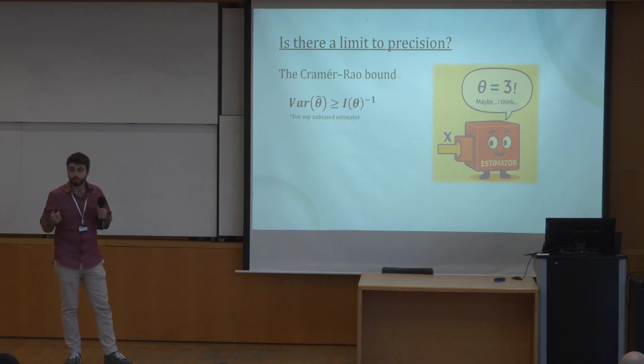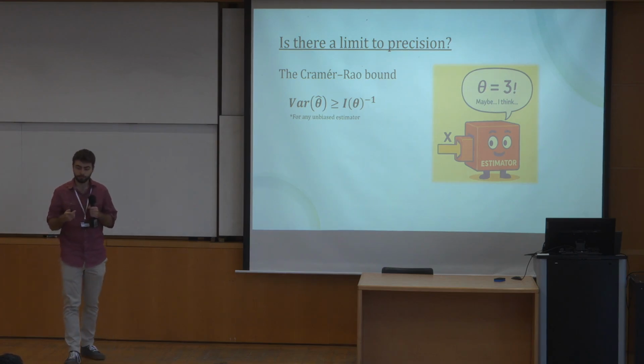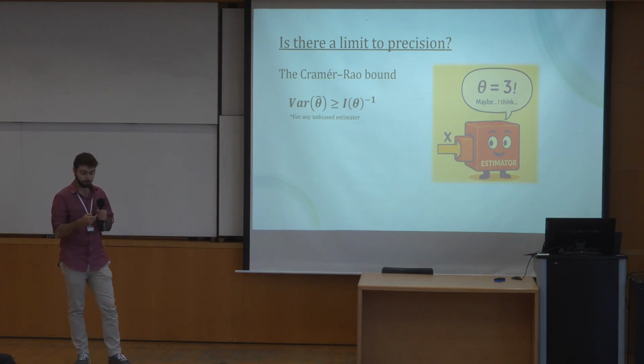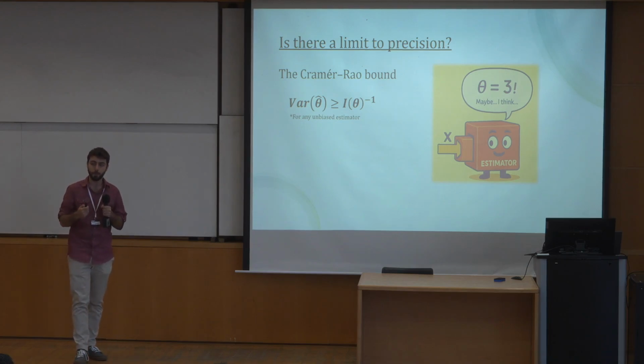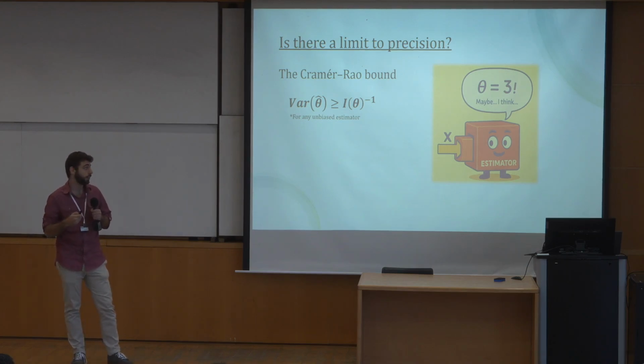So again, is there a limit to the precision? And the answer is yes. This limit is called the Cramér-Rao bound. This bound tells us that the variance of an estimator is always larger or equal to the inverse of the Fisher information matrix. And an estimator is simply a black box that gets as an input our measurement data and outputs a guess about the parameter.